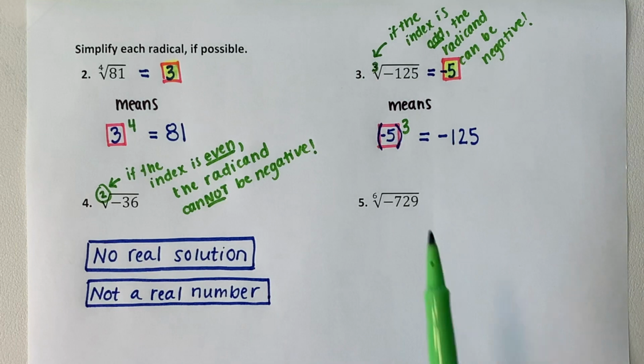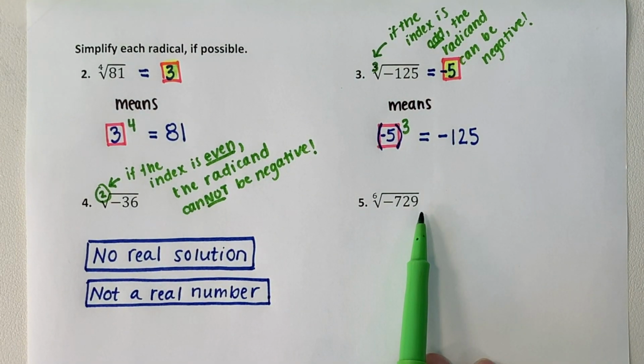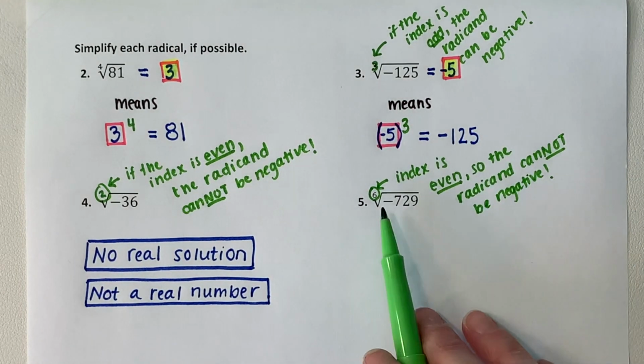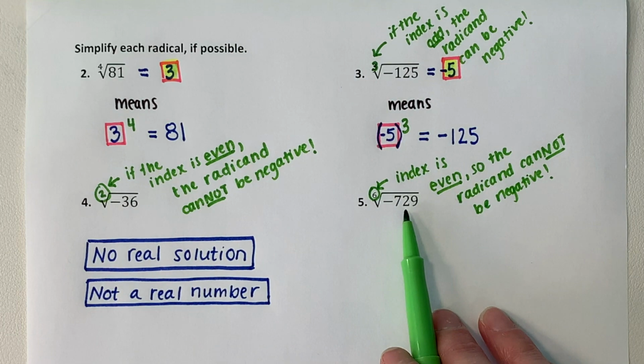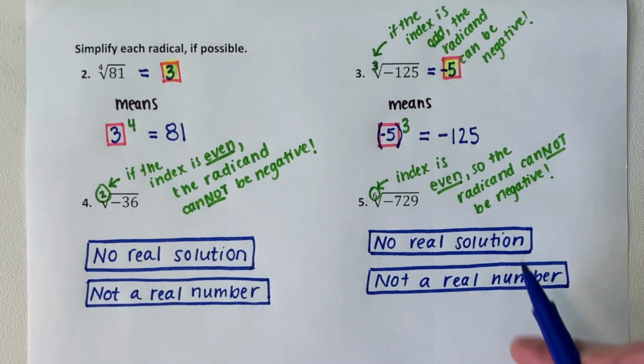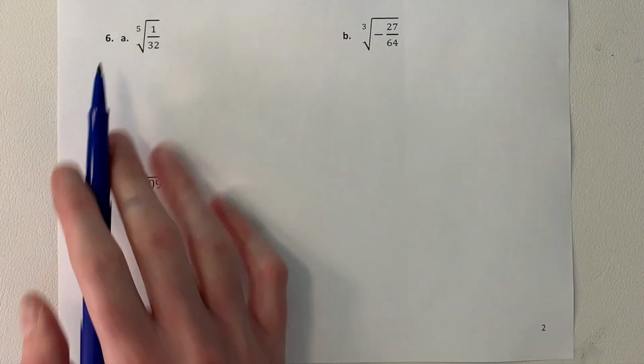Next problem, we notice that the radicand is negative, so we should pause for a minute to determine if there's going to be a solution here or not. Since the index is an even number, 6, the radicand cannot be negative. That means that there's no solution. Let's take a look at problem number 6 here.